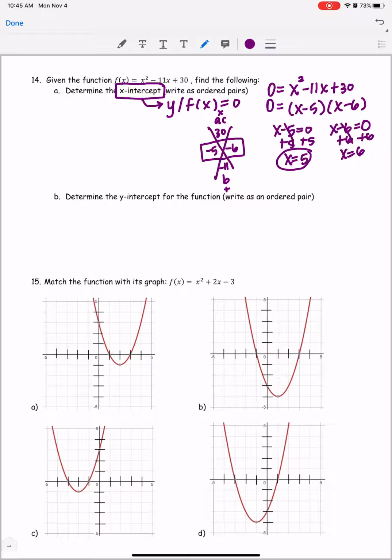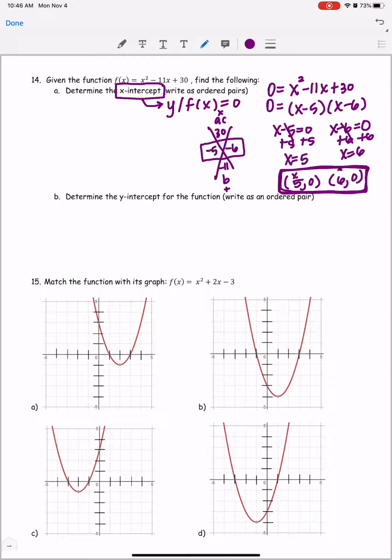Now, these would be acceptable answers, except for it says write as ordered pairs. If it says that in the instructions, you have to do that. So my ordered pairs, because it's x equals 5, I'm going to have 5 comma 0. You need that x coordinate to be your 5. And likewise here, this x coordinate needs to be 6. So these are my two x-intercepts.